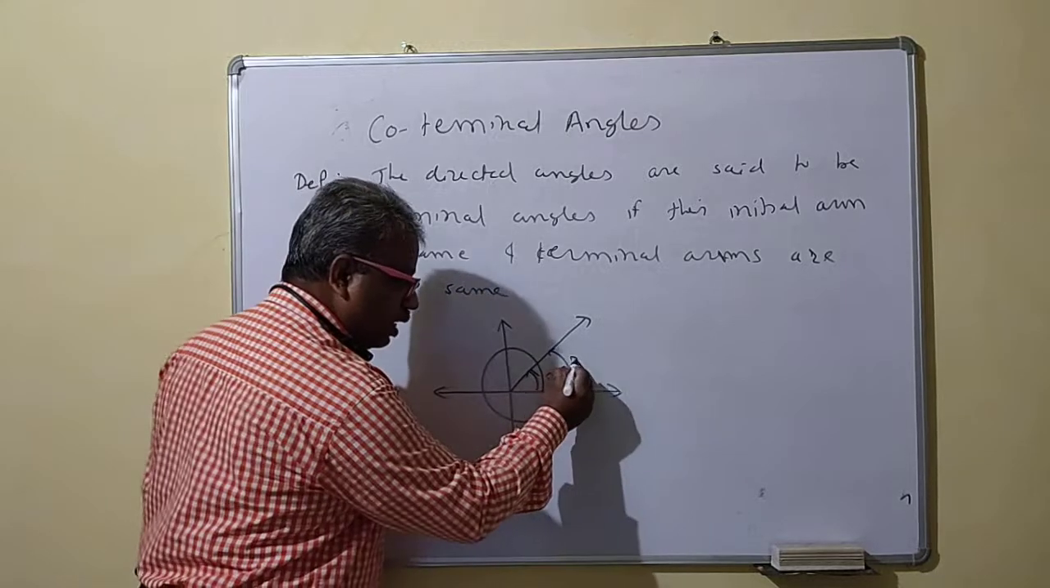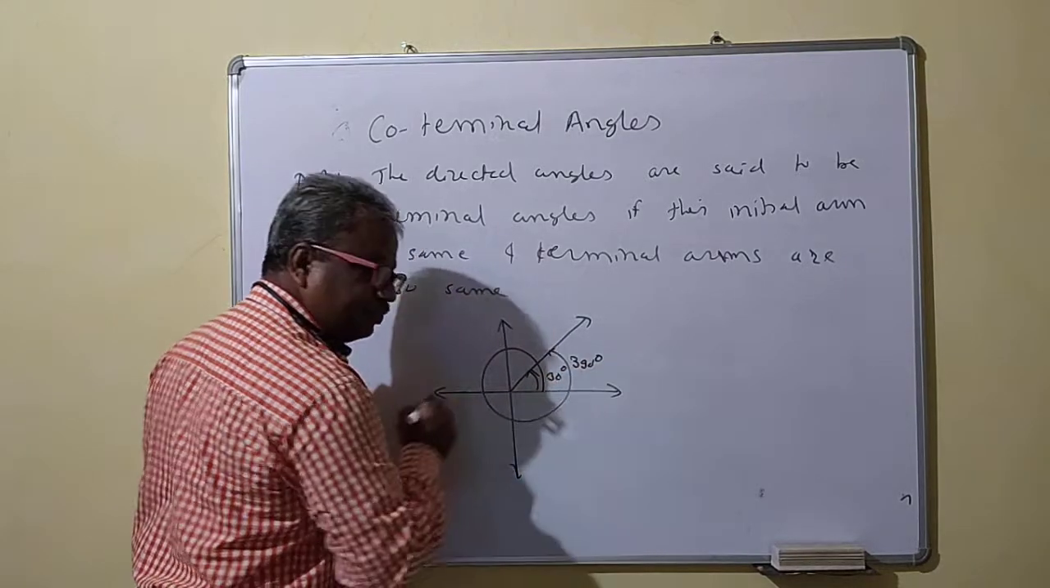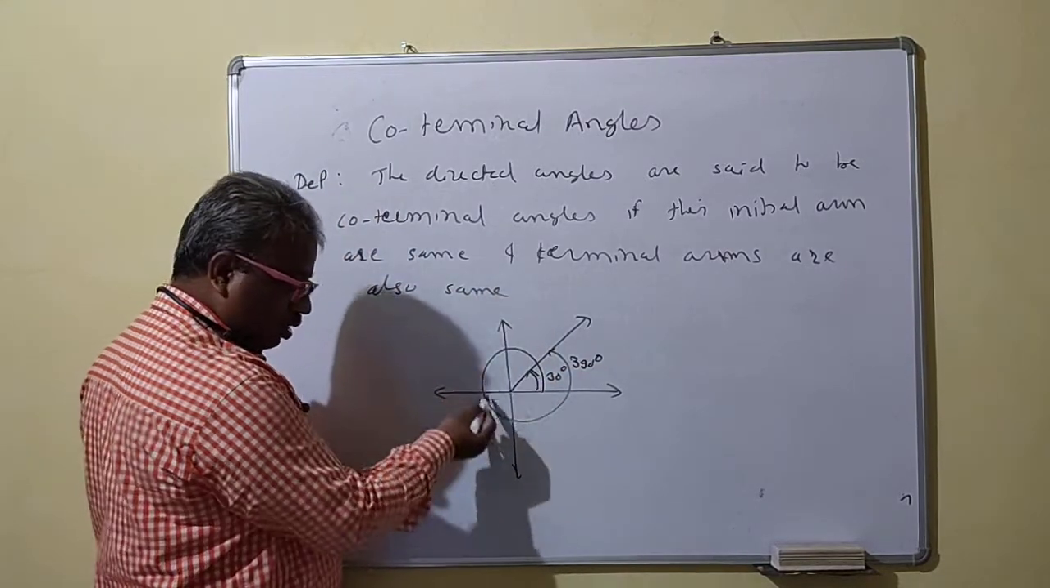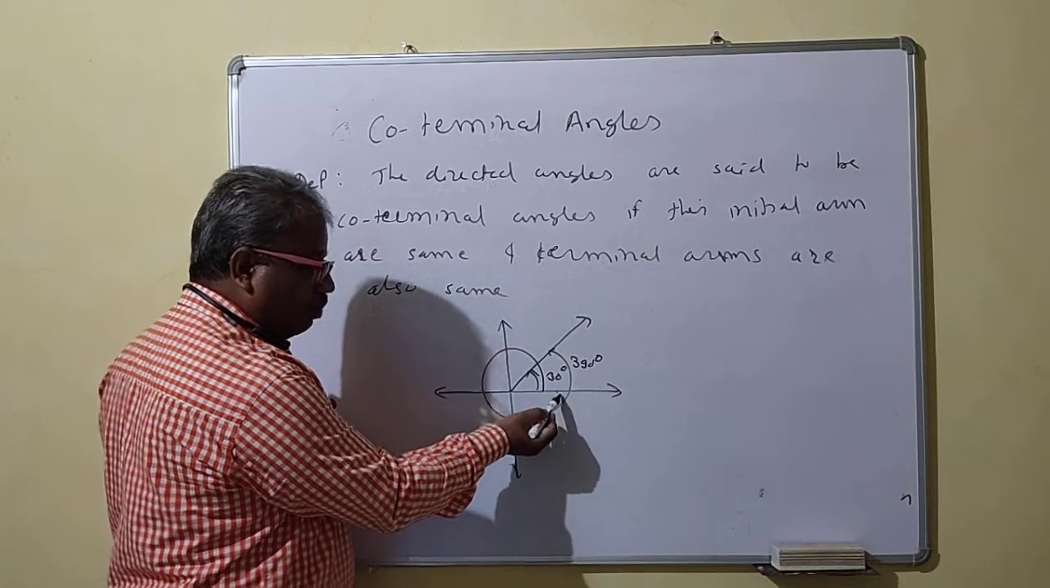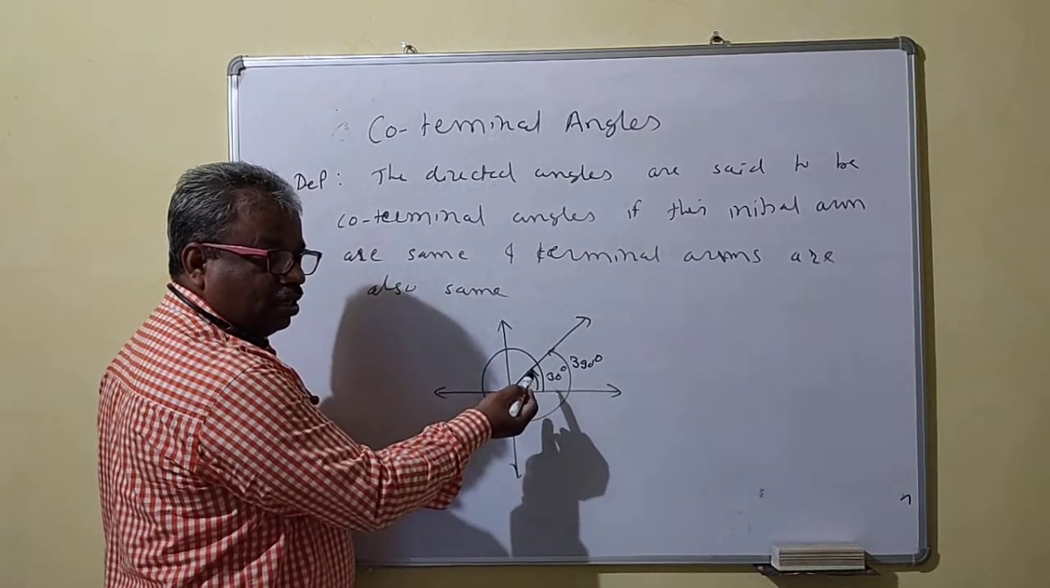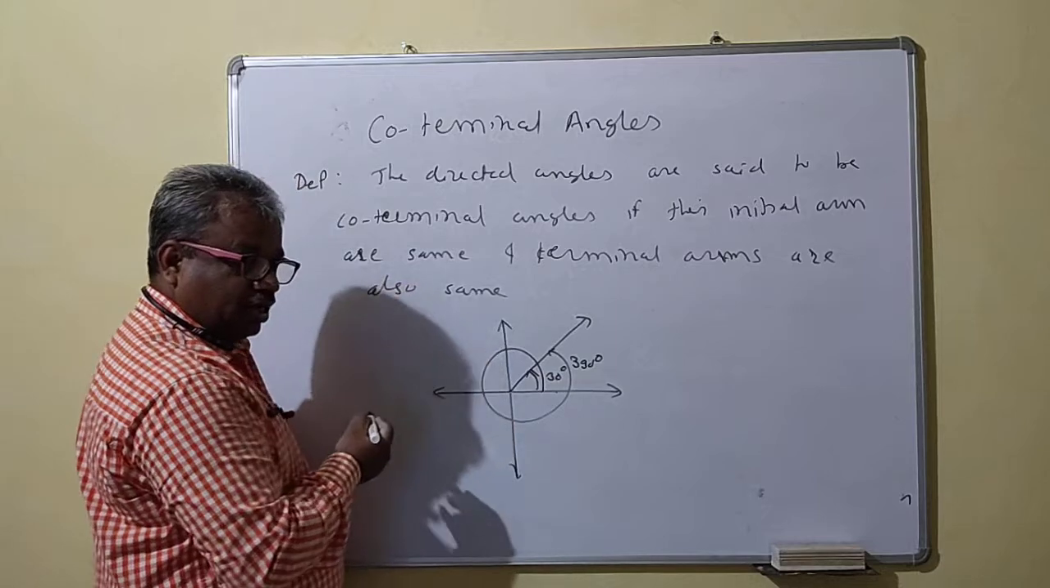So this measurement is what then? 390 degree. Right? Because after one complete rotation, that is 360, the further rotation is 30 degree. So this is 390 degree.